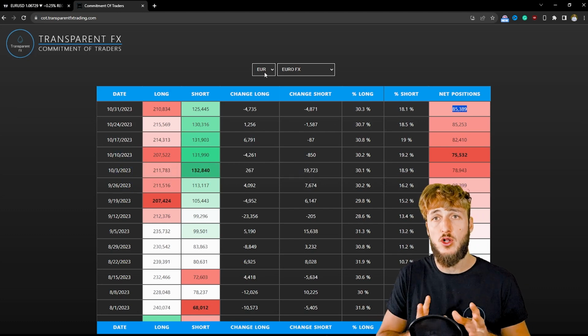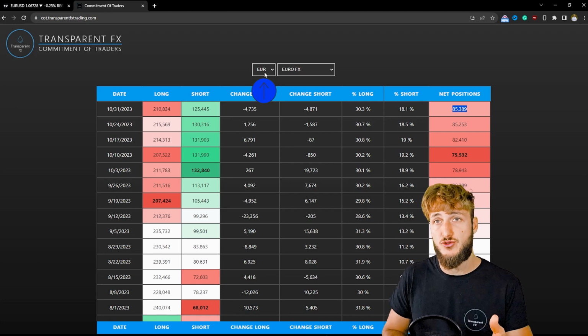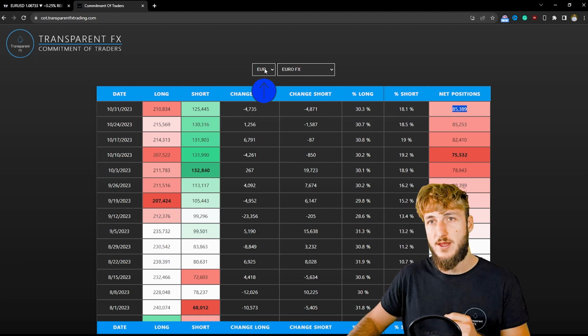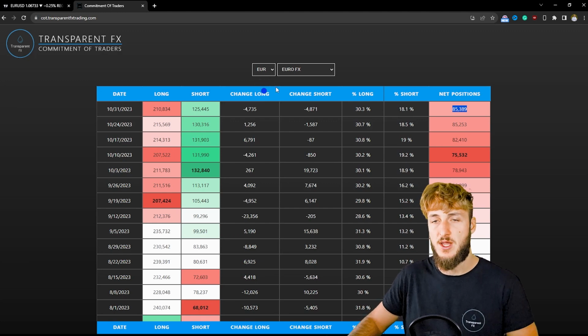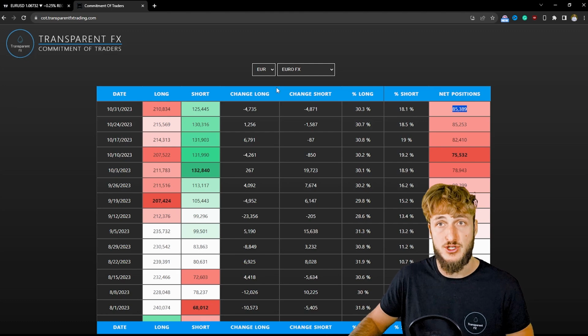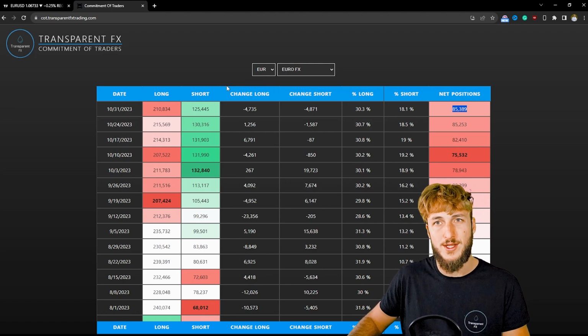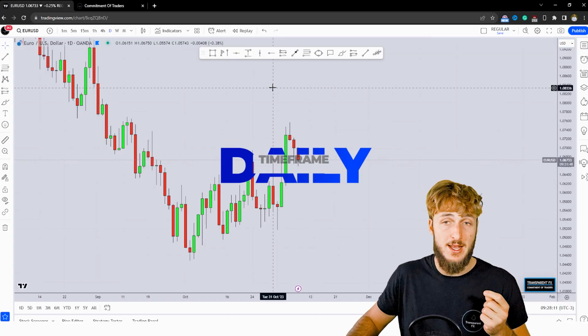Now, keep in mind that all currencies on the spot are traded against the USD. So if you're checking the data for the euro, you're actually already checking euro USD, because all currencies on the spot, as I just said, are traded against the USD. So euro USD at the moment is getting quite strong from an institutional perspective.